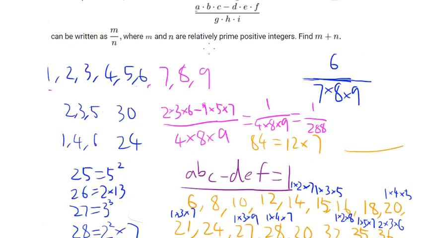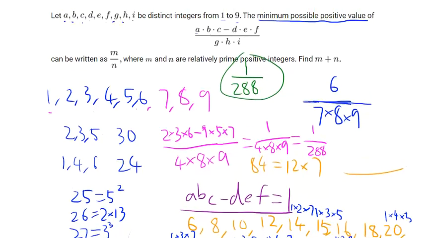So, our current candidate is 1 over 288, which is definitely bigger than this, okay? But how do we prove that it's the actual minimum possible value? How do we prove that we can't get smaller than this? Okay, let's see. We just got this by making the numerator 1.